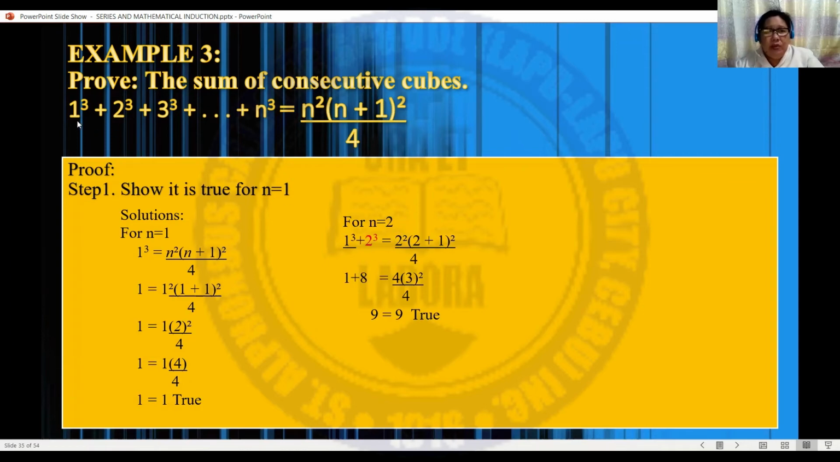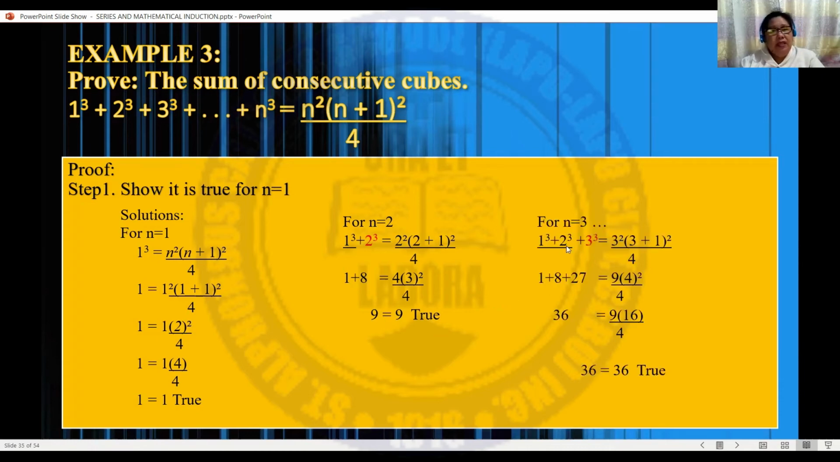So by this time, we have to use the first two terms. 1 cube plus 2 cube now. And change n into 2. So 2 squared times the quantity 2 plus 1 squared, all over 4. So this is 3. Then you square 3, it's 9 times 4 divided by 4 is 9. Because 9 times 4 is 36 divided by 4, it's 9. And 1 cube is 1, 2 cube is 8. 1 plus 8 is 9. So this is true.